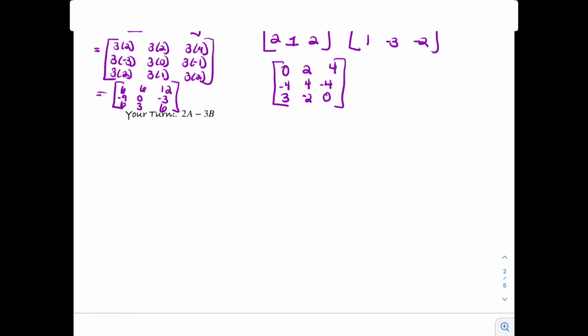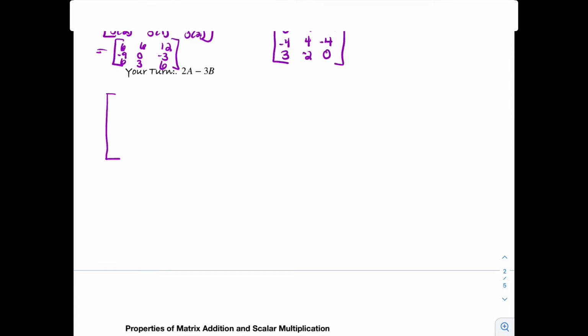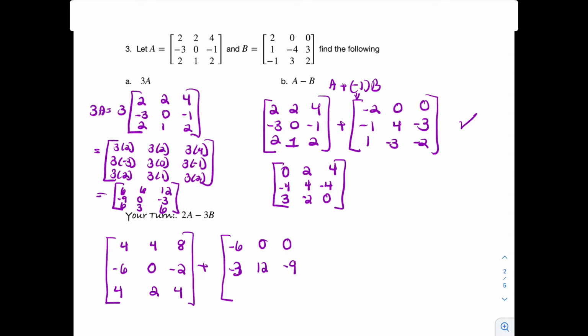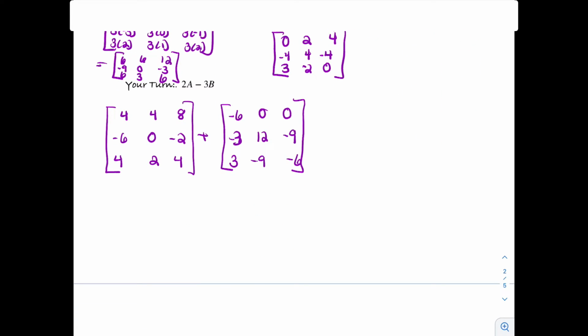All right, so I want you to try this next one. I'm going to take 2 and multiply every entry in matrix A by 2 to get my 2A matrix. Then I'm going to add, and I'm going to multiply every entry in B by -3 to get my -3B matrix. I do need to see these steps, so that's the order of operations. You've got to do multiplication before you do adding and subtracting.